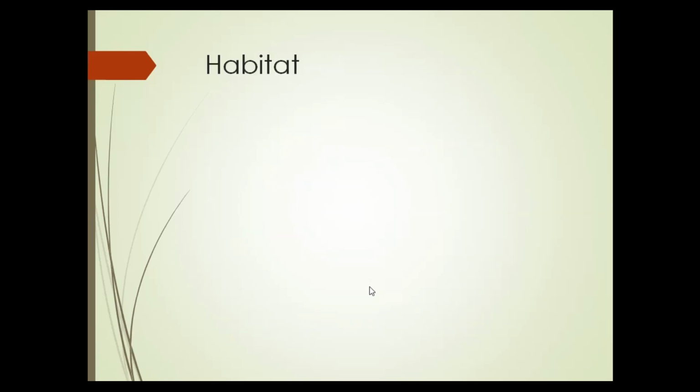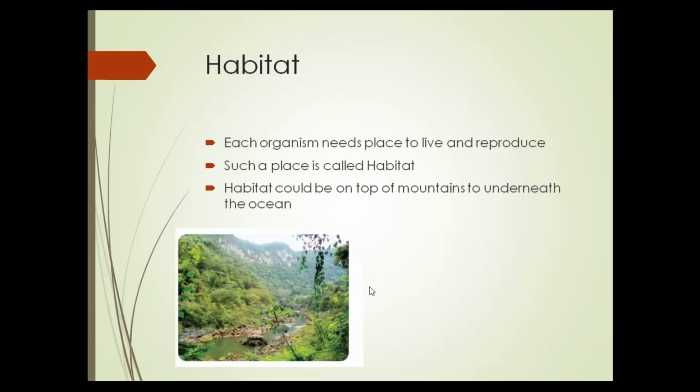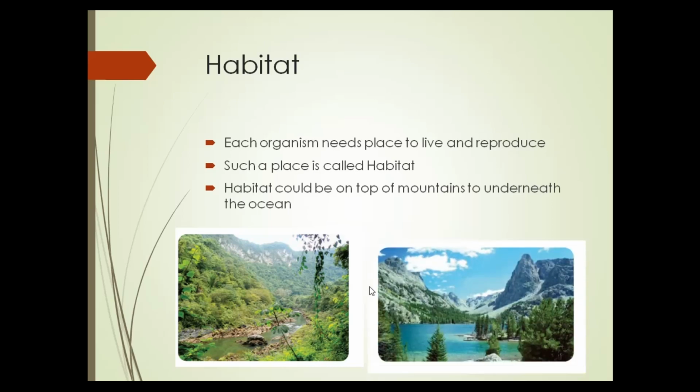Now, let us see what is a habitat. Each living organism needs a place to live and reproduce. So, this place is called a habitat. Habitat could be on top of a mountain or even underneath the ocean. See here, plants do grow on top of mountains and of course underwater too.